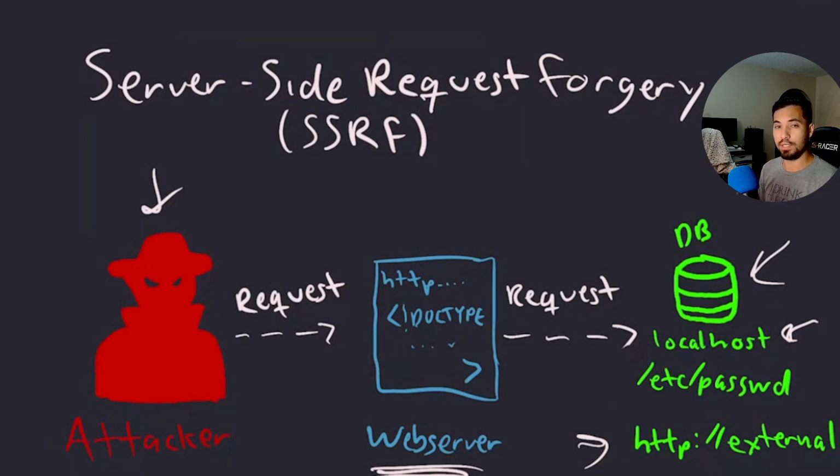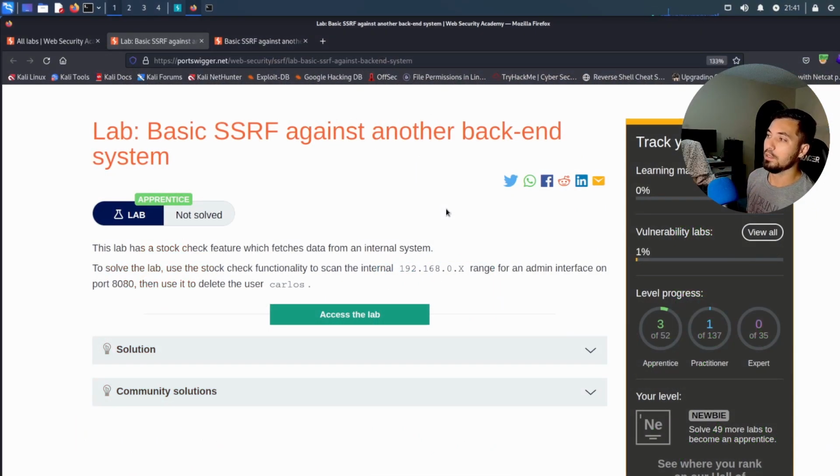In order to demonstrate this, let's jump over to Portswigger Academy, where they have a really good lab that we can jump into and actually attempt to do a server-side request forgery to do some shenanigans we shouldn't be able to do. All right, here we are. So now what we're going to do in this lab is submit a server-side request forgery to another backend system, and we're actually going to try to delete another user without having admin privileges.